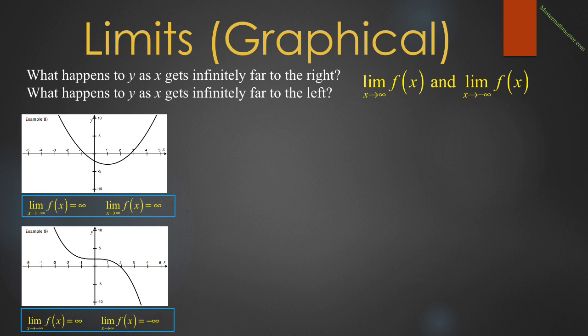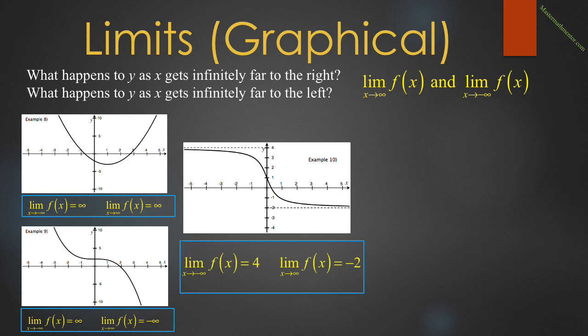Similarly, the graph can go down forever. So in example 9, the limit of f of x as x approaches negative infinity equals infinity because the graph goes up forever to the left. But the limit of f of x as x approaches infinity equals negative infinity because the graph goes down forever to the right.